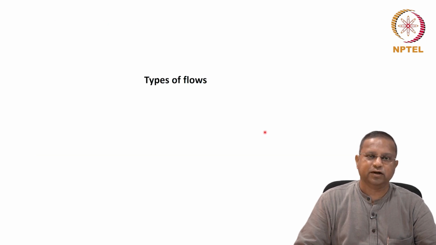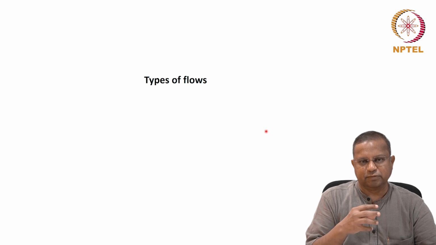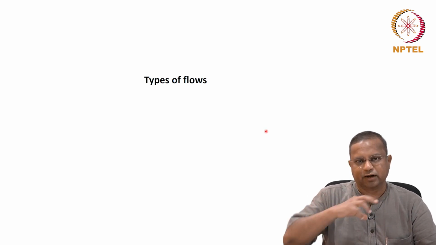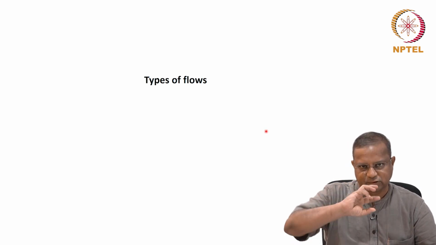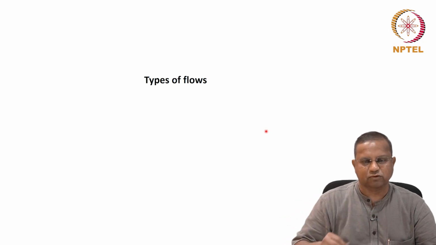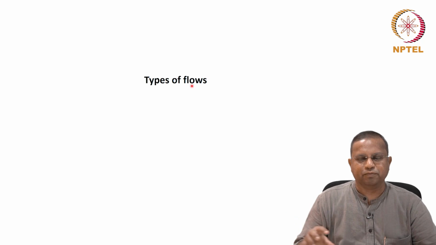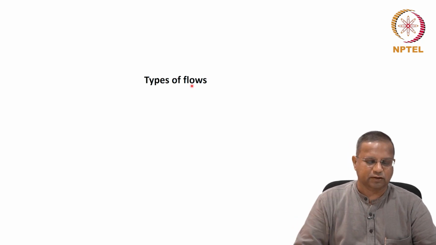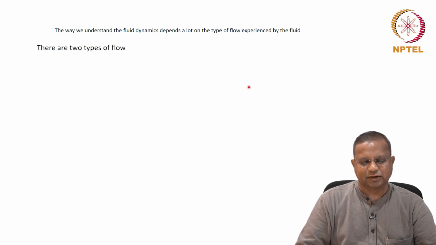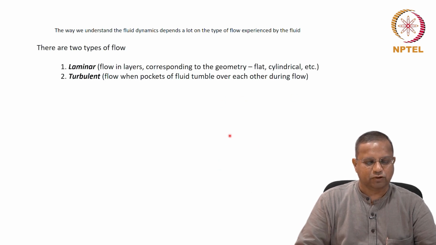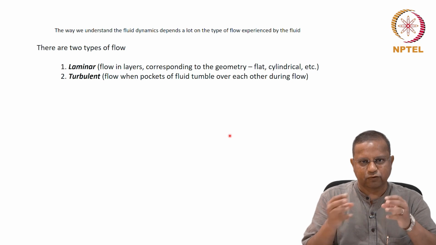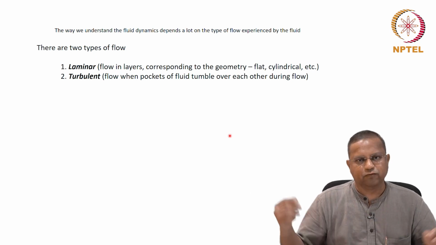And then we looked at types of flows. There are two major types of flows. One is laminar, where the flow occurs in layers depending on the geometry, either flat layers, or cylindrical layers, one cylinder, second cylinder, third cylinder, and so on, one inside the other, in layers, and the flow happens without intermixing of the layers. Or the other type is the turbulent flow, where pockets of fluid tumble over each other when the flow occurs.